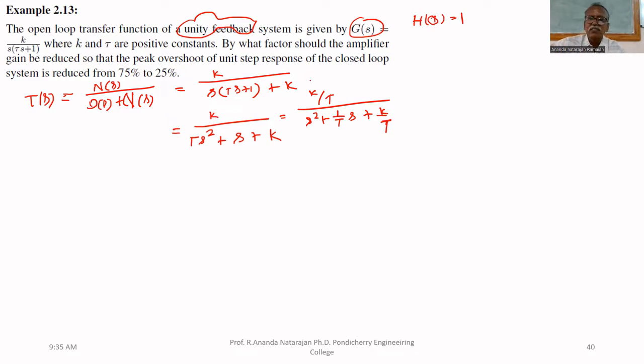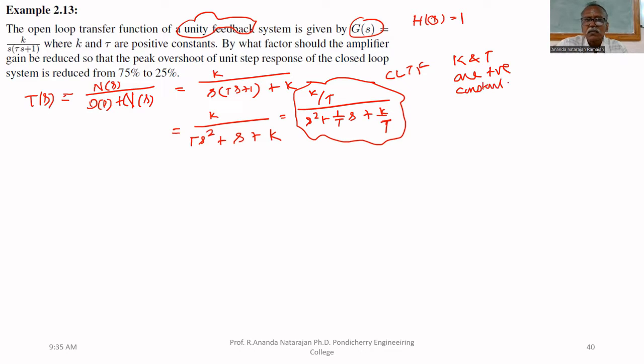This is the given closed loop transfer function, where k and tau are positive constants. By what factor should the amplifier gain be reduced so that the peak overshoot of the unit step response of the closed loop system is reduced from 75% to 25%?